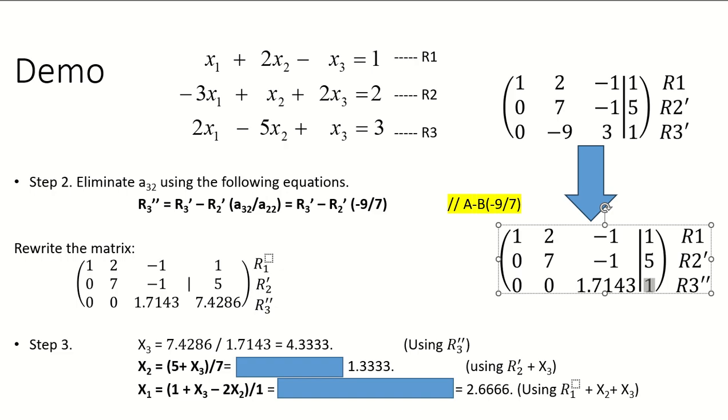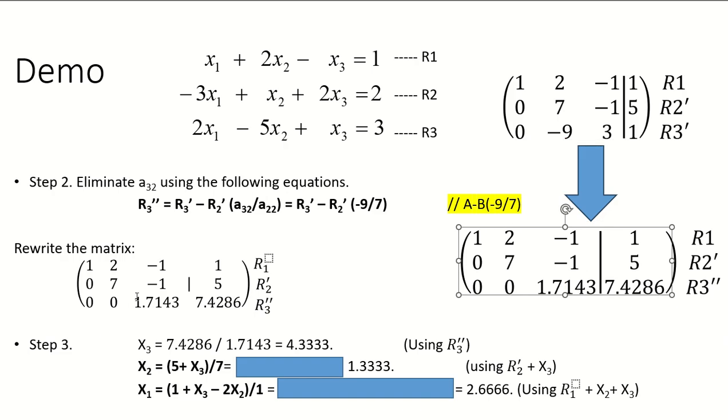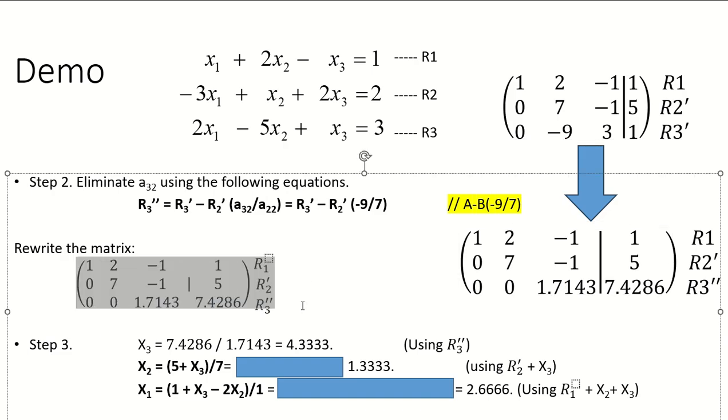Okay, next, eliminate this one. A will be 1, B will be 5, what's that? 7.2428. Okay, that is the outcome we get. So you can see it is the same as what I got in the previous semester.